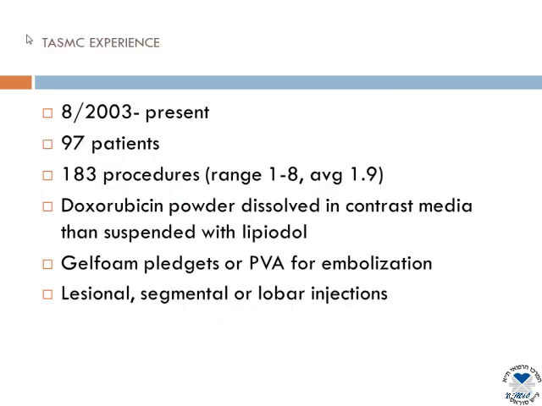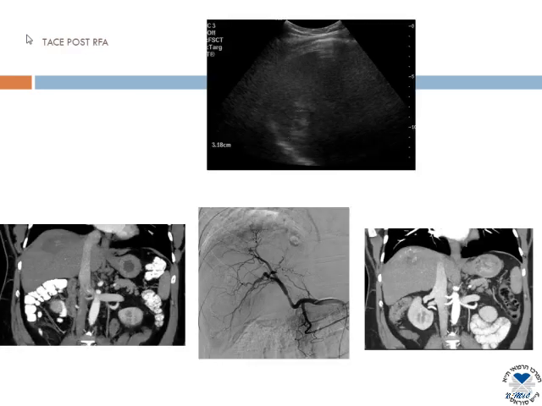We have treated 97 patients in the last 9 years with 183 procedures. Our protocol is doxorubicin powder dissolved in contrast, suspended with lipiodol, followed with gel foam or PVA if there's no portal invasion and if the liver function allows us. We treat the lesion, segment, or lobar, depending on the CT and angiographic image.